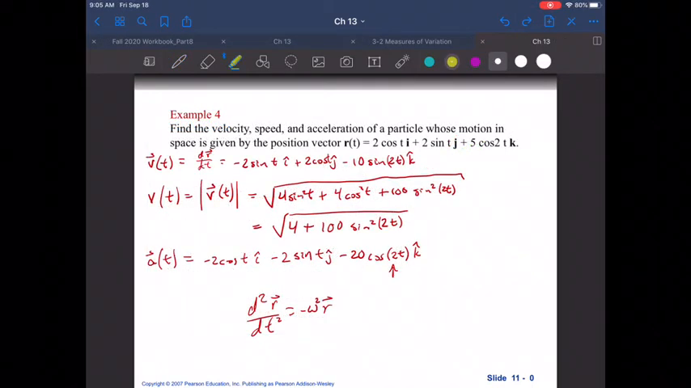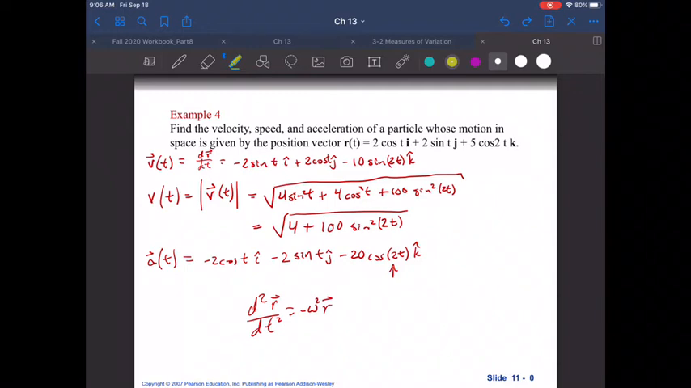All right, so I had made a mistake in this one, so I'm splicing in a correction here for this problem. I'm just going to walk you through it. Here we're supposed to find the velocity, speed, and acceleration of a particle in space whose motion is given by that vector function there. r of t equals 2 cosine t in the i direction plus 2 sine t in the j direction plus 5 cosine 2t in the k direction.